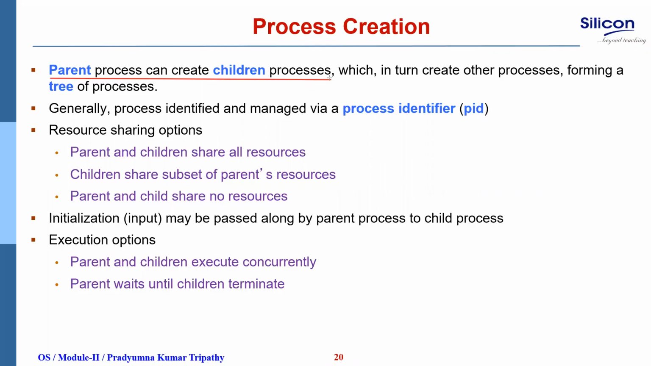What are resources? Resources are hard disks, memory, I/O, registers. If a parent process is running and you are creating a child process, usually it is a duplicate of the parent initially, but I can execute two different programs in two different processes. Initialization or input may be passed along by the parent process to the child process. If I want to pass some argument, it has to be passed through the parent process initially.